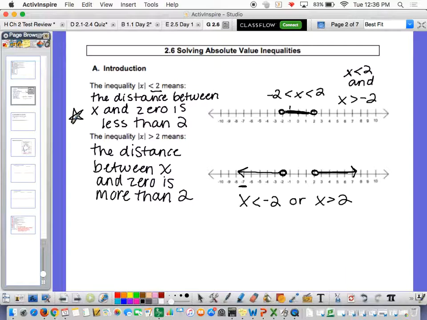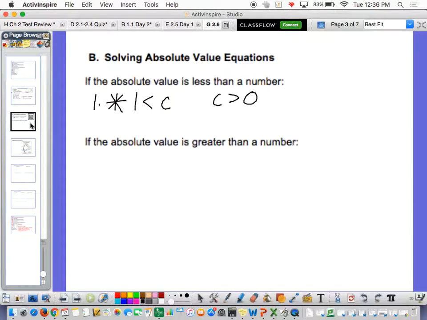Right? It was less than a number. So if it's less than a number, we're going to be in between two values. So that means that your star, whatever's inside your absolute value, is less than the positive of that number, but greater than the negative of that number. It doesn't matter to me if you write it, again, as two separate inequalities or a compound like that. Okay?